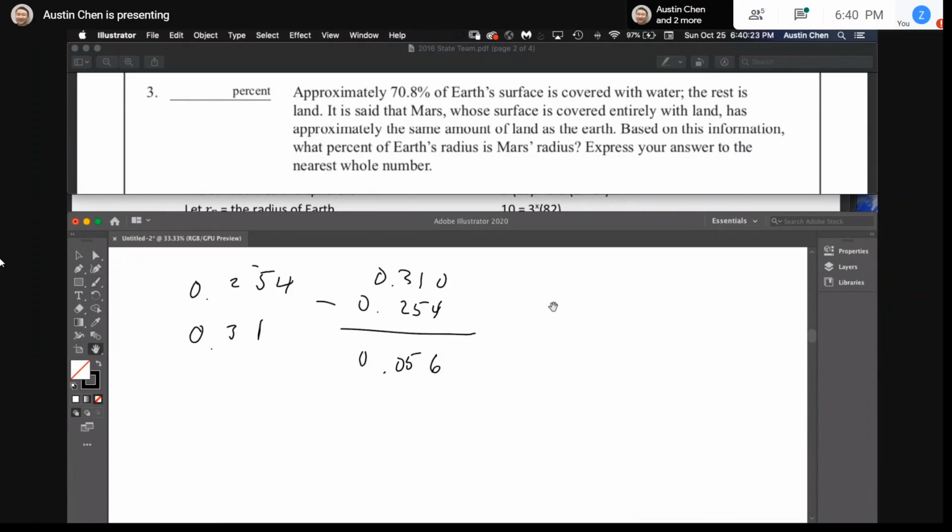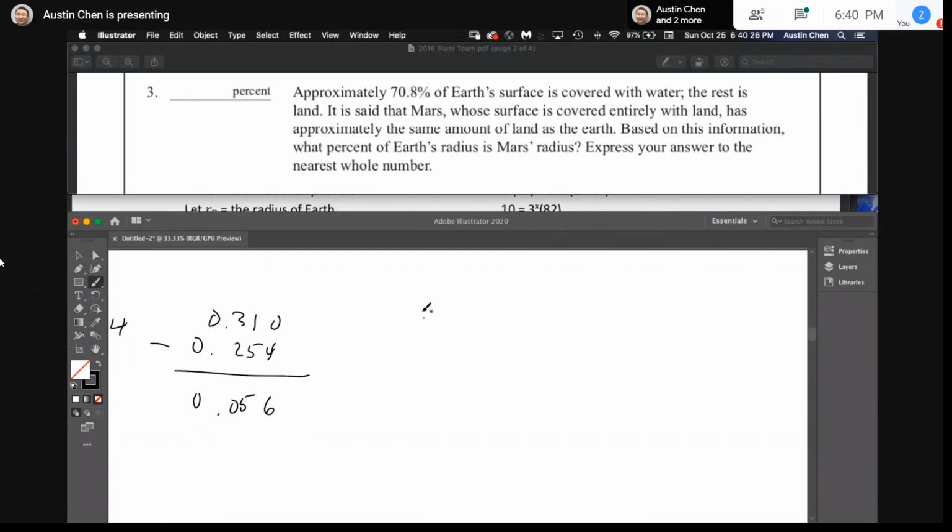All right, so one way you could do it is just do algebra. We can say RE is the radius of the Earth and RM is the radius of Mars. So the surface area of the Earth is going to be 4 pi RE squared, right? And we're told that 70.8% of this surface area is water, but we're dealing with land, right? So we want to take 1 minus 0.708 of this, and we get the area of Earth's land.